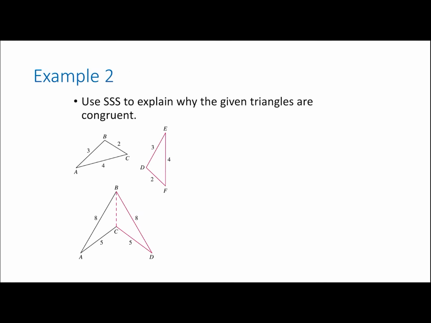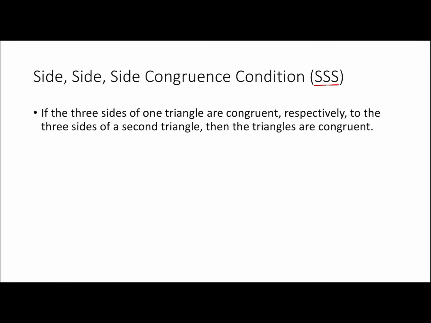Continuing here in section 12.1, talking about congruency among triangles. We have some congruence conditions that, if they happen, guarantee that the triangles must be congruent. The first one is what we call side-side-side congruence, and we notate that with SSS.